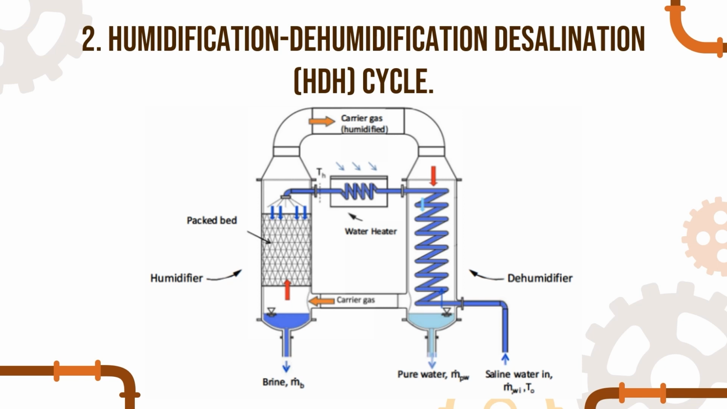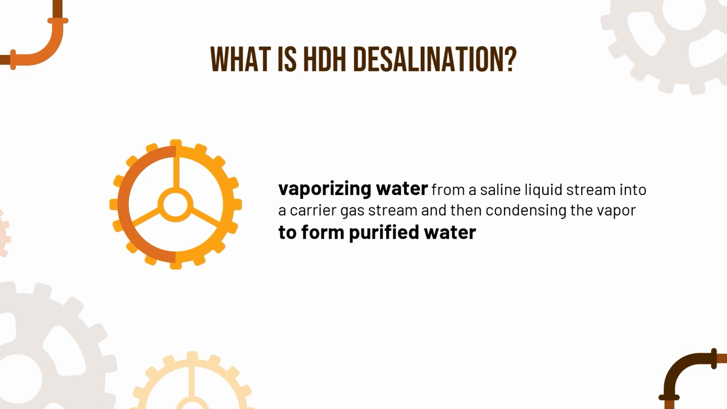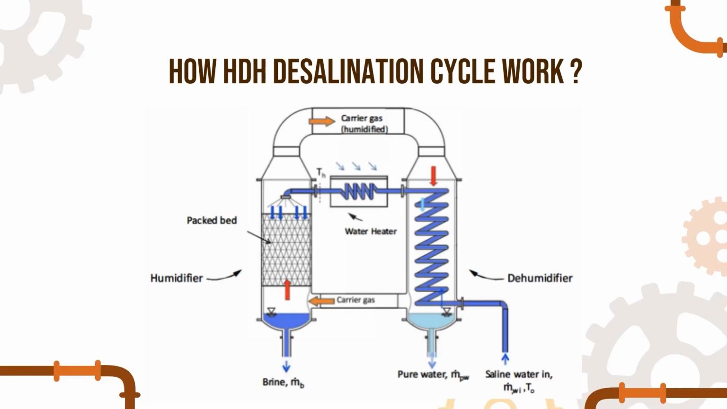One of them is the humidification and dehumidification process for the desalination of water. But first, what is HDH desalination? HDH desalination works like a rain cycle. It vaporizes water from a saline liquid stream into a carrier gas stream and then condenses the vapor to form purified water. How does the HDH desalination cycle actually work? Let me explain in detail.